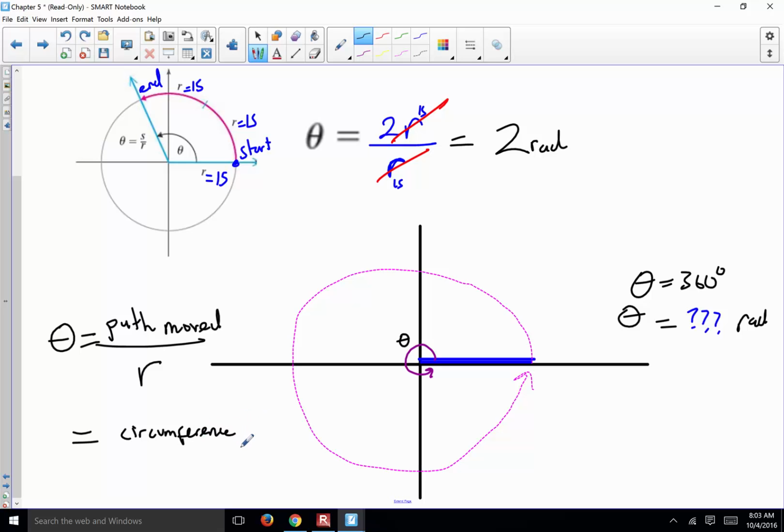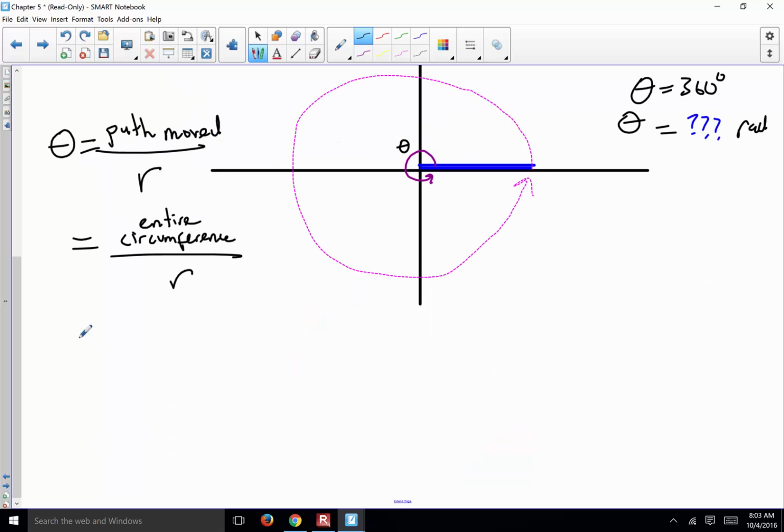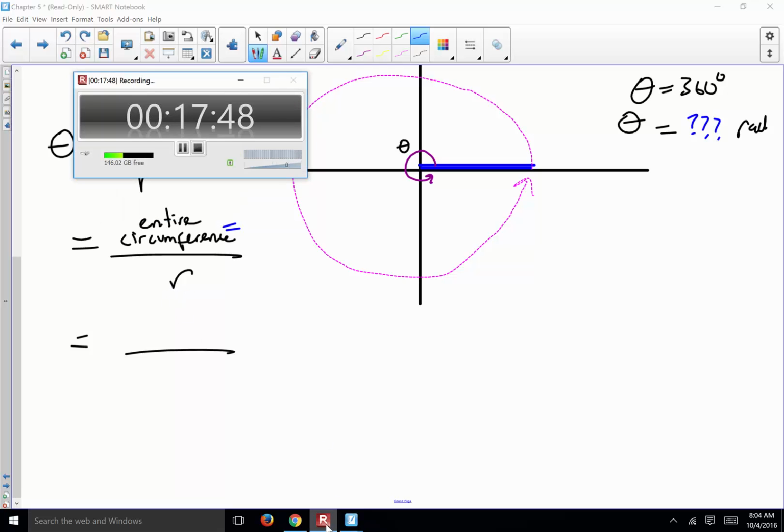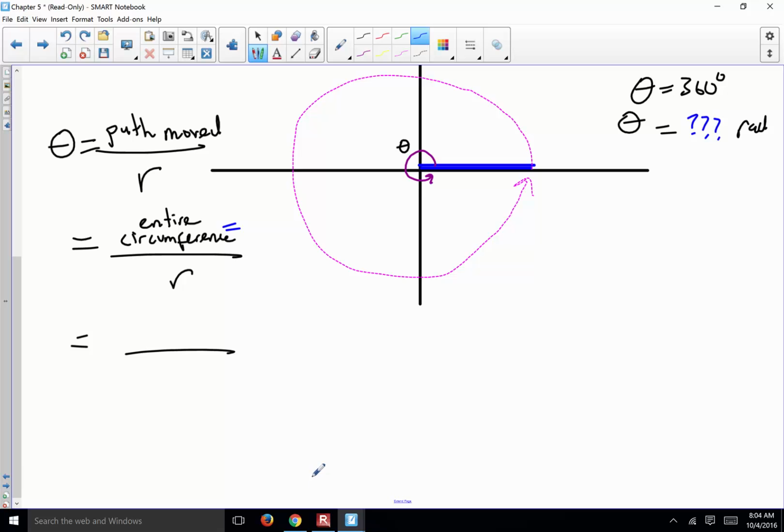The entire one, not the partial, not halfway. Entire circumference. Don't you know how to compute the circumference of a circle from geometry classes? I don't know if you've taken it or not. What is the circumference of a circle? How do you compute that? Is it pi r squared? Pi r squared is area. Circumference is? Anyone? You're close. It has pi, but it's 2 pi r. Did you know that? Okay, circumference is 2 pi r. Area is pi r squared.